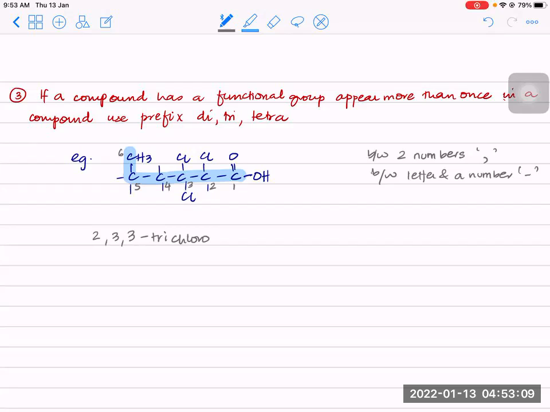6 carbons mean it is hex. So you've named this, this, and this. Now you've talked about the main chain, which is 6 carbons. So that's hex. All carbon-carbon bonds are single. That's why hexane, right? On carbon 1, you have the acid. So hexane 1-oic acid. You can also call it hexanoic acid. So this will be 2, comma 3, comma 3 trichloro hexane 1-oic acid. Is this clear?